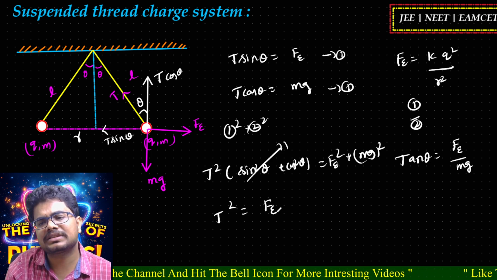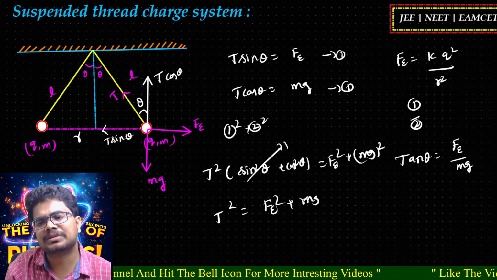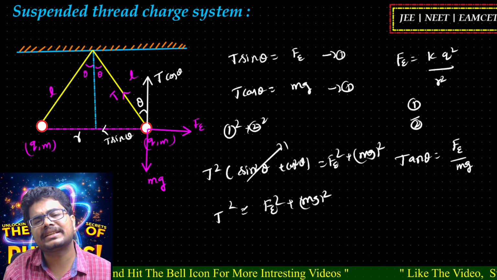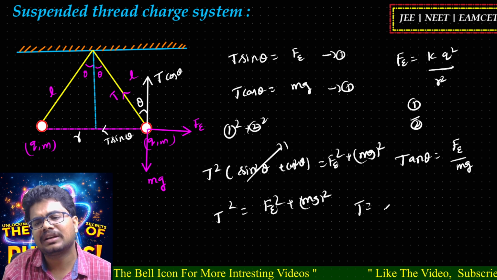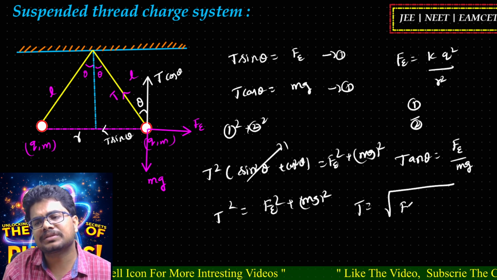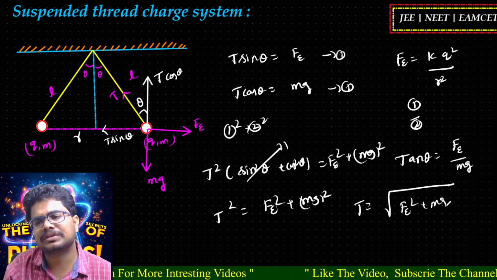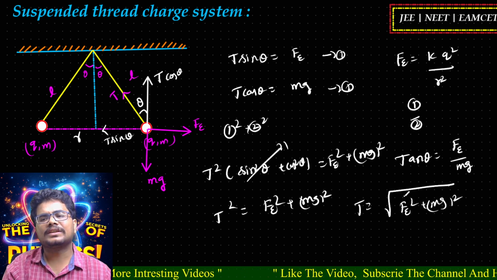Sir, I need tension. Then send the square to the RHS side. T equals the root of Fe square plus Mg whole square. Okay, good.